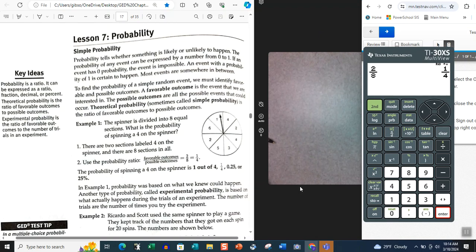Now let's say they wanted a decimal. So we could do N over D, we'll do 2, bottom arrow 8, and then a right arrow. Then we'll press second, and then this table key. So it goes fraction to decimal, press enter. So that gives you the 0.25.